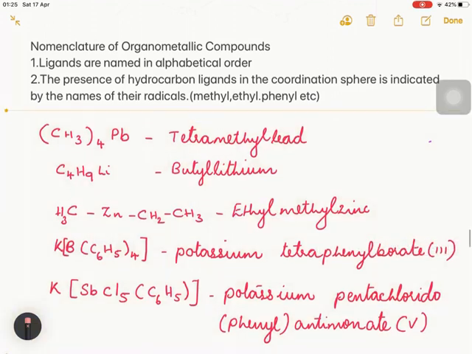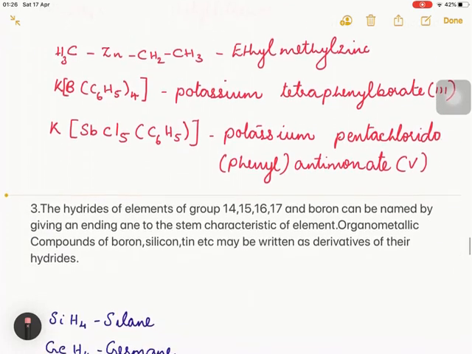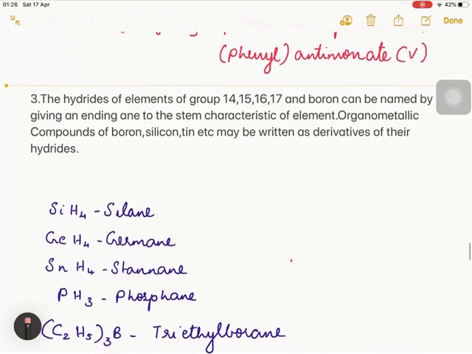Examples you can see here: (CH3)4Pb is tetramethyl lead, C4H9Li is butyl lithium. The next one is ethyl methyl zinc. Next organometallic compound, the nomenclature is potassium tetraphenylborate(III). K[SbCl5C6H5] is potassium pentachloridophenylantimonate(V).